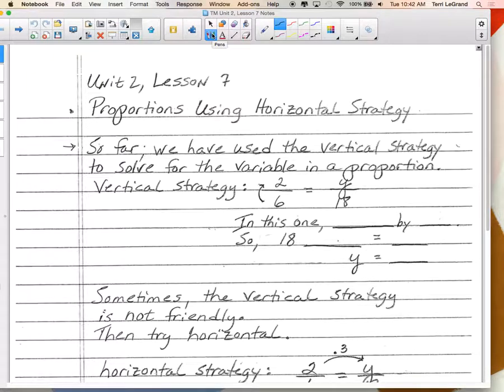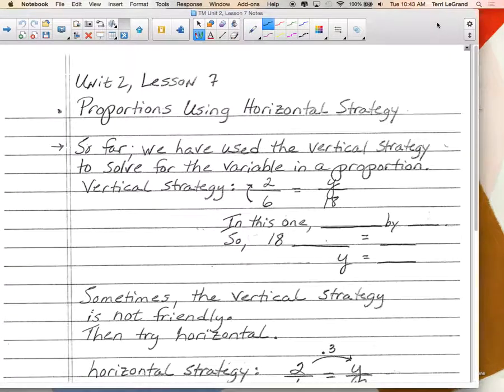Okay, so today we are working with proportions still, and that's one of the things that I'm finding: as you're working with these, I think you're getting more comfortable with them, but maybe we're still not totally understanding the multiplication and the dividing that we need to do to get our answers. So far, we have used the vertical strategy, okay? So far we've been working with the vertical strategy.